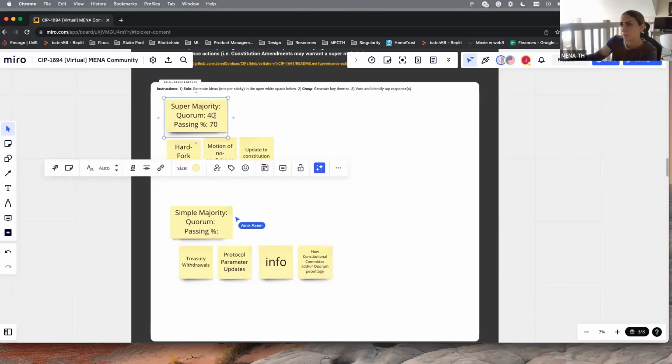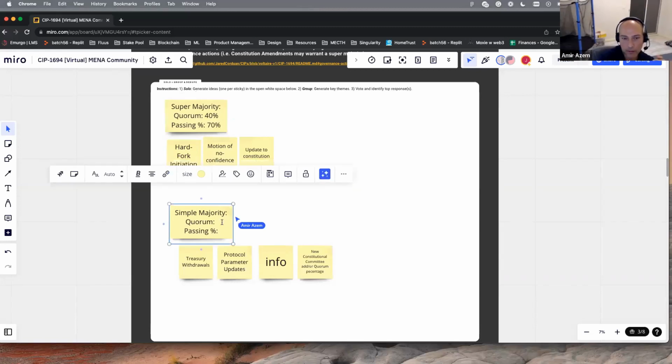Because if it's not important, people won't vote for it. But if it really is, they'll show up. And if they don't show up, it's just going to pass. What do you think, Joanna? I don't know. It just scares me to think that, but it's very realistic.